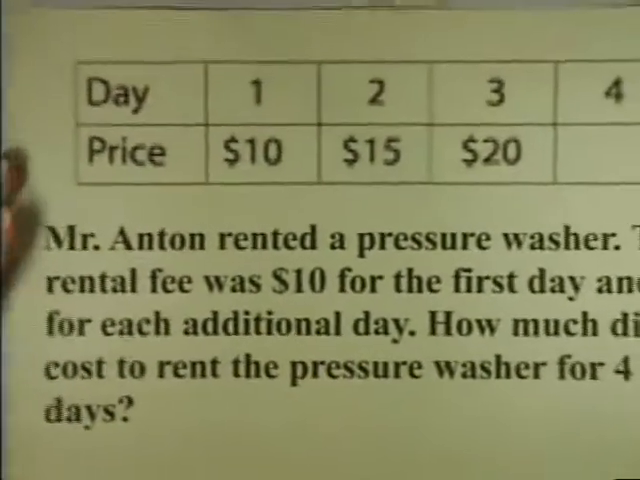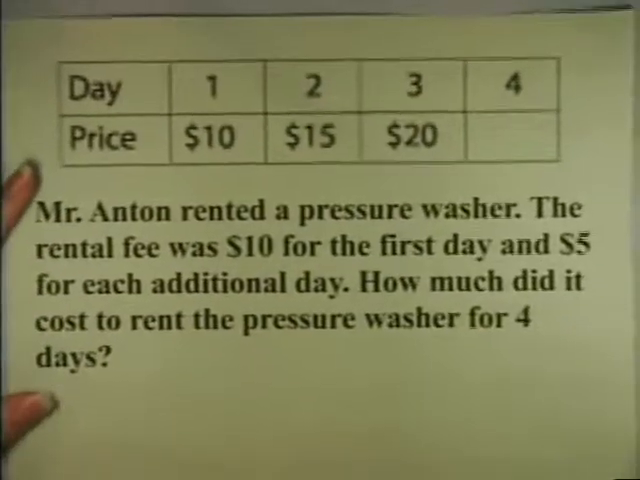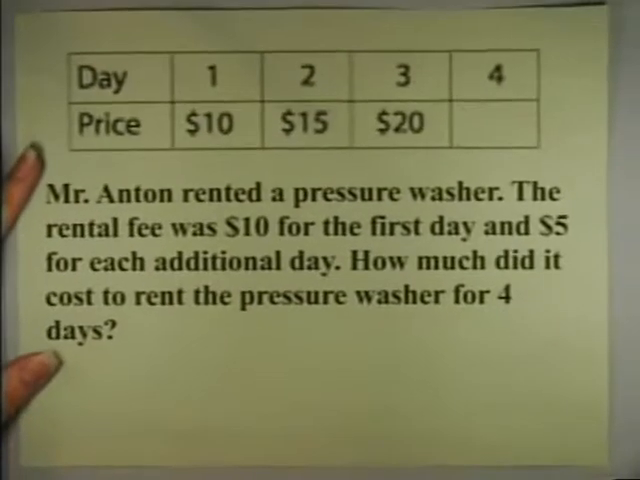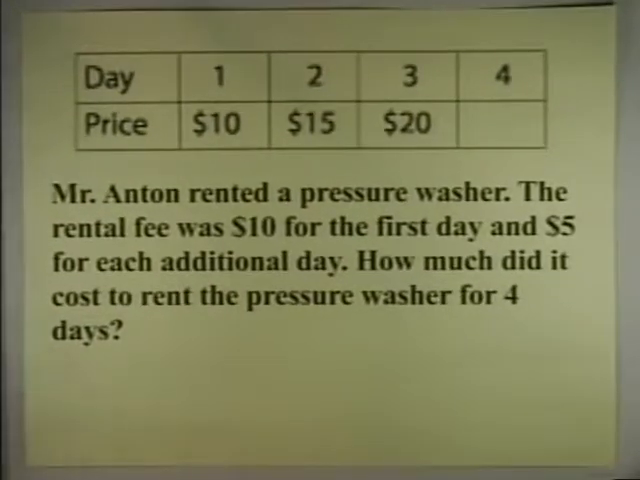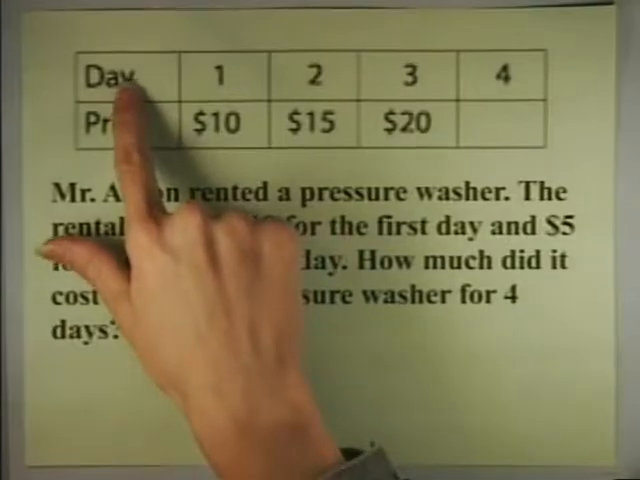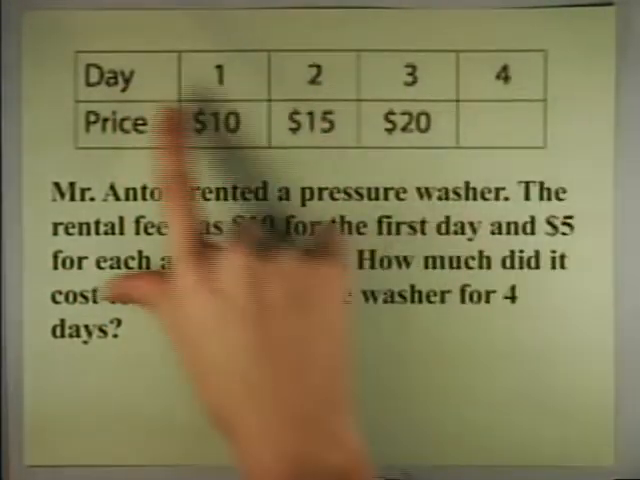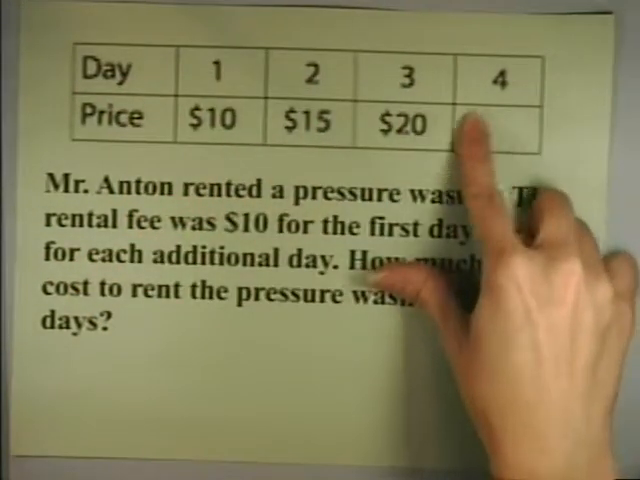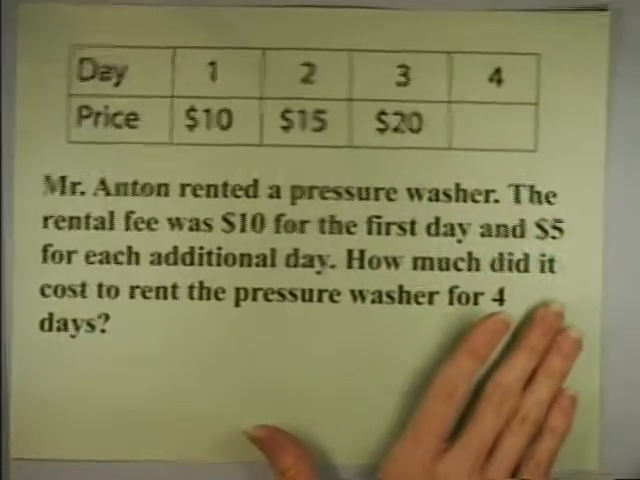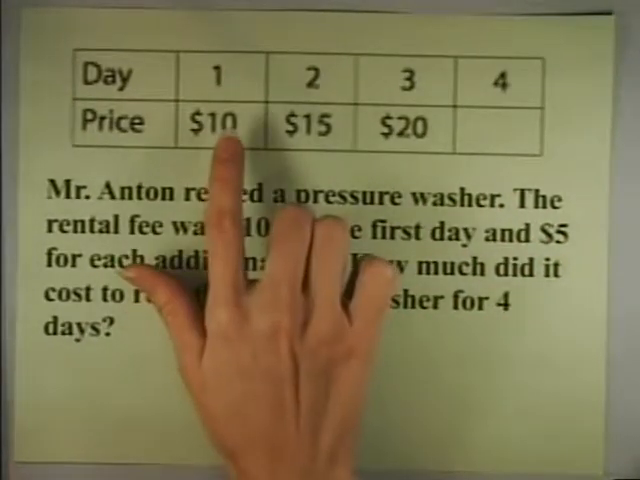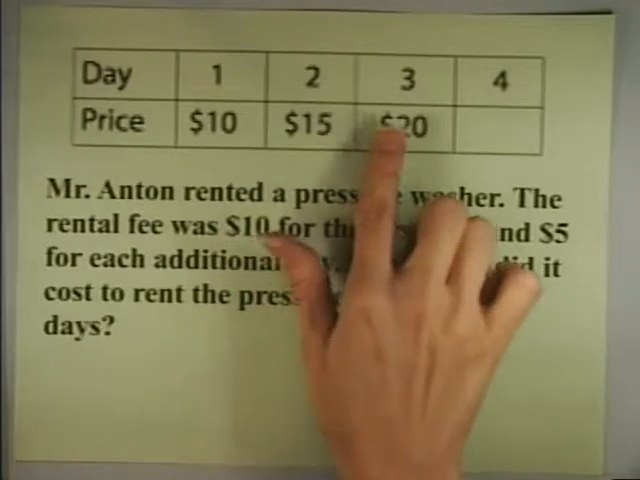Okay, my assistant, Nelly, is going to read this problem. It says, Mr. Anton rented a pressure washer. The rental fee was $10 for the first day and $5 for each additional day. How much did it cost to rent the pressure washer for 4 days? Okay, for 4 days. So you notice how the day is number 4. It's missing the price for the 4th day. Okay, so all we have to do is look at how much it keeps going up.